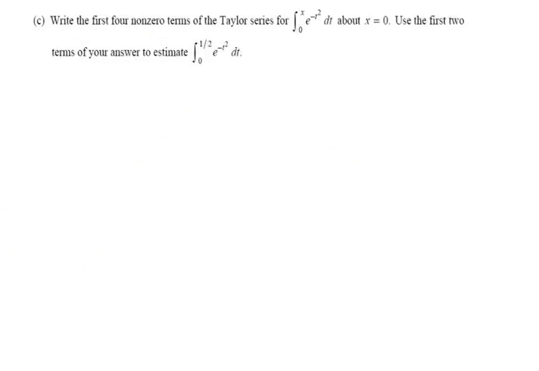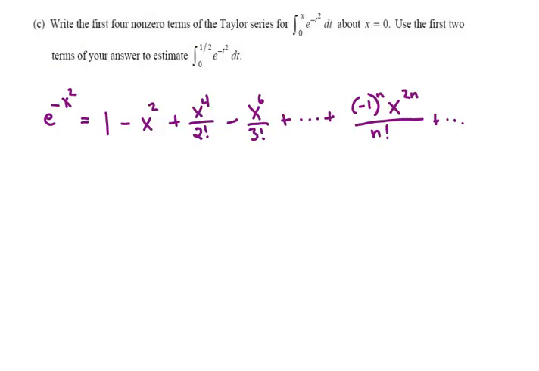I'll scroll down. Part C says write the first 4 non-zero terms of the Taylor series for the integral from 0 to x of e to the negative t squared dt about x equals 0, and use the first 2 terms of your answer to estimate the integral from 0 to 1/2 of e to the negative t squared dt.